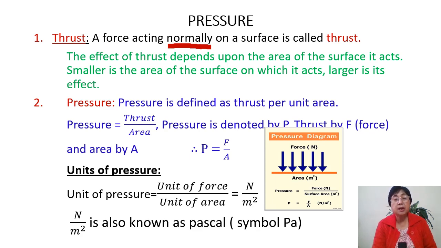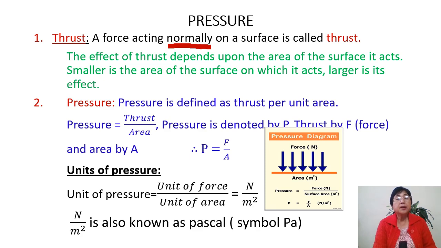Remember children, we hardly symbolize this by capital T, because capital T is used for time period. Instead, we write F, alright? Though we say it's thrust, thrust is a force. So we write it as F divided by A.